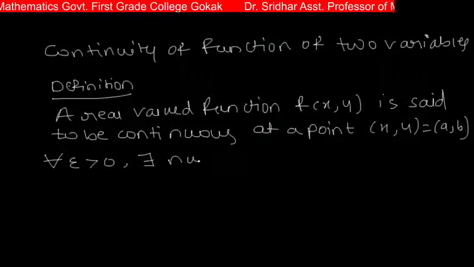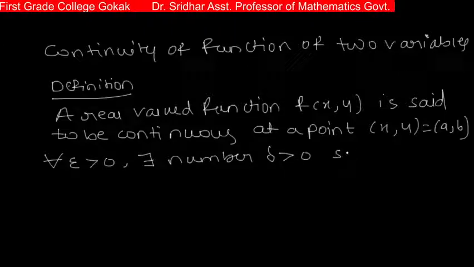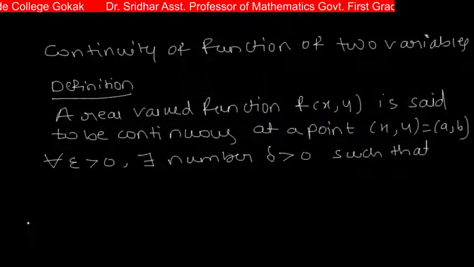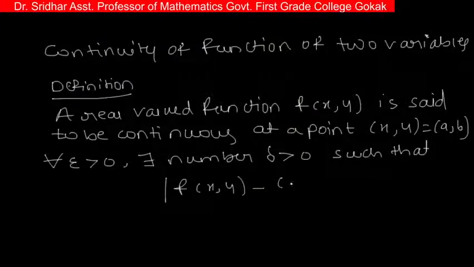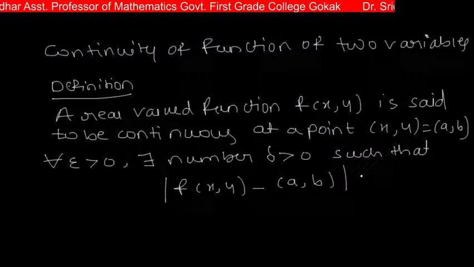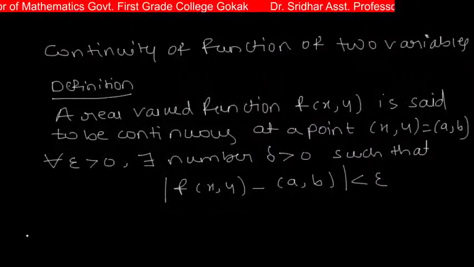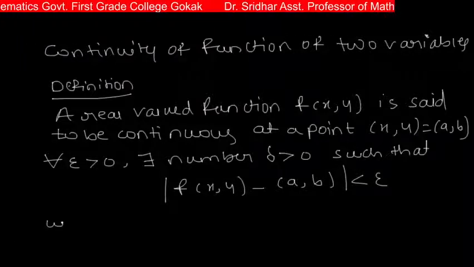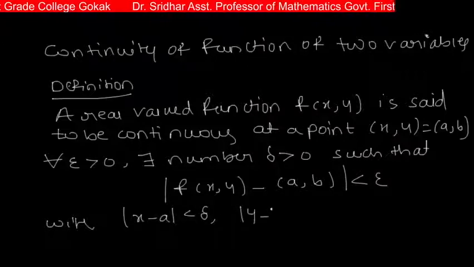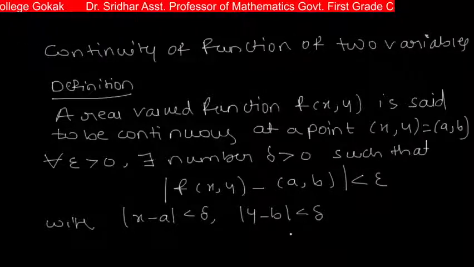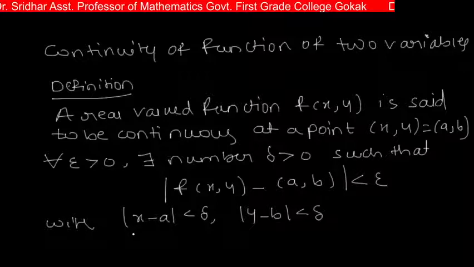there exists a number delta greater than 0 such that the absolute value of f of (x, y) minus f of (a, b) is less than epsilon, whenever the absolute value of x minus a is less than delta, and the absolute value of y minus b is also less than delta.